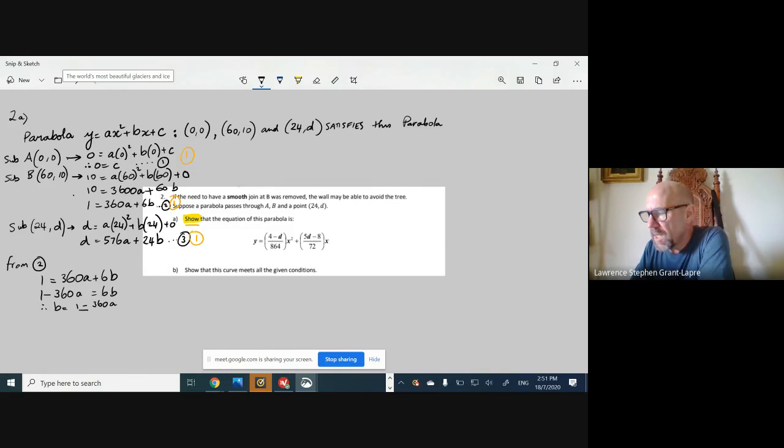Therefore, b equals (1 minus 360a) over 6. Okay, now if we substitute b equals (1 minus 360a) all over 6 into equation 3, we get D equals 576a plus 24b.